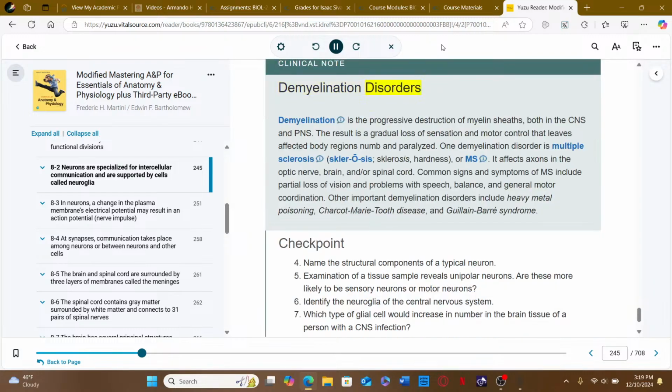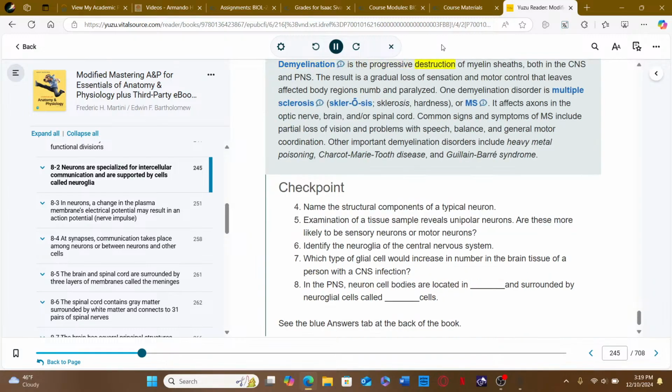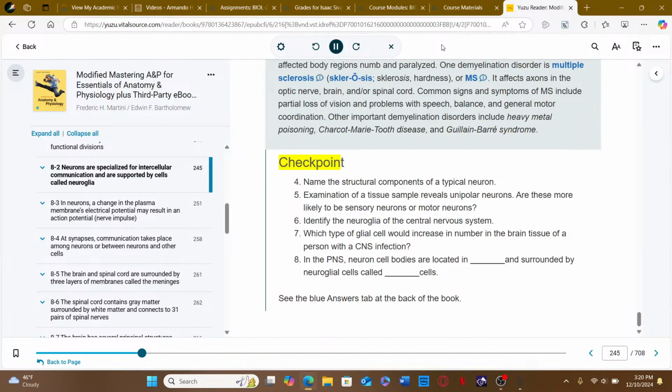Clinical note: demyelination disorders. Demyelination is the progressive destruction of myelin sheaths, both in the CNS and PNS. The result is a gradual loss of sensation and motor control that leaves affected body regions numb and paralyzed. One demyelination disorder is multiple sclerosis, or MS. It affects axons in the optic nerve, brain, and/or spinal cord. Common signs and symptoms of MS include partial loss of vision and problems with speech, balance, and general motor coordination. Other important demyelination disorders include heavy metal poisoning, Charcot-Marie-Tooth disease, and Guillain-Barré syndrome.